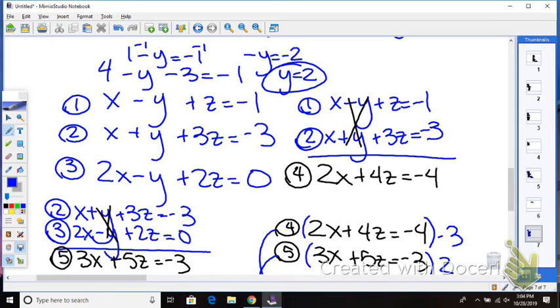Now I got y is 2. You guys agree with me? So we get the point 4, 2, -3 for our points x, y, and z. Ready to try one on your own from start to finish? I think you can do it. Okay, I'll give you one that works out nice.